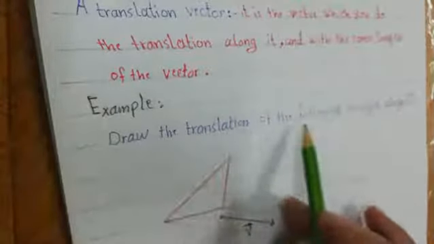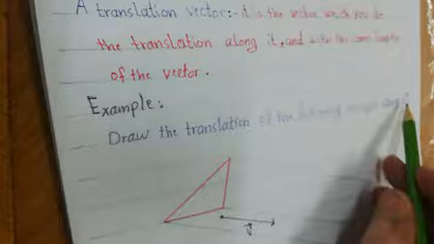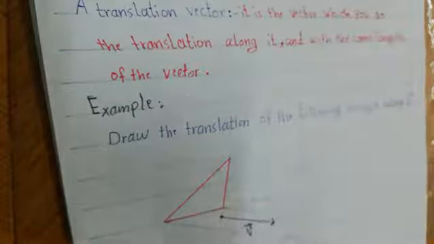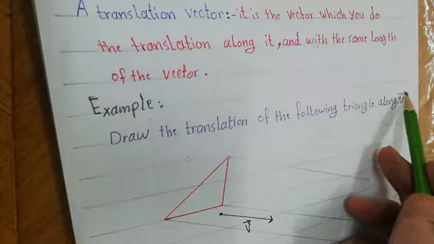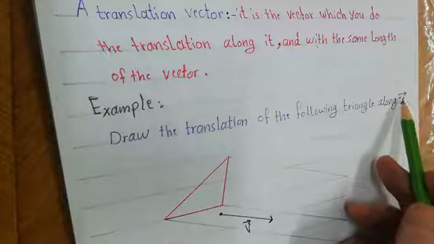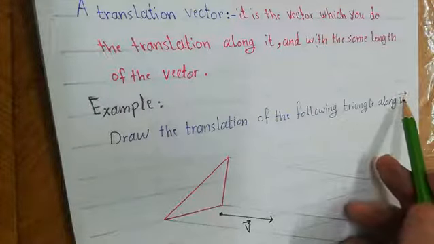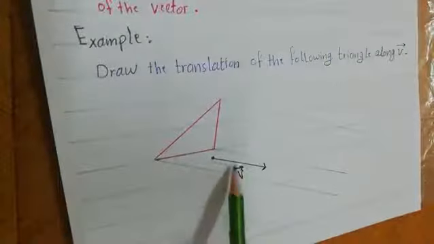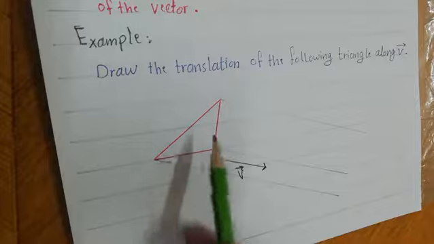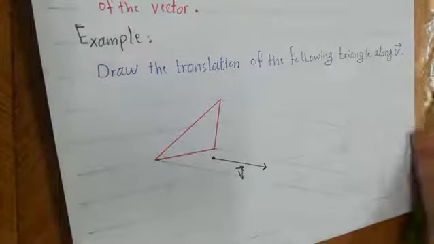Draw the translation of the following triangle along the vector V. Vector V, this is the symbol of the vector. It is a vector with an arrow above the V. That means this is a vector. I drew it here. This is the vector, and this is my shape, which is a triangle.